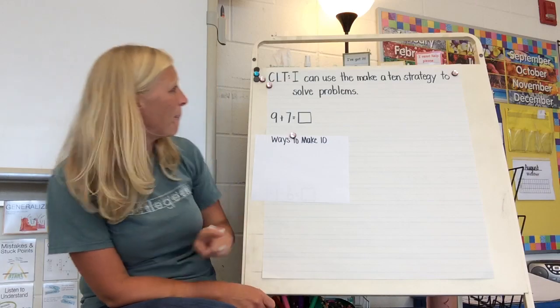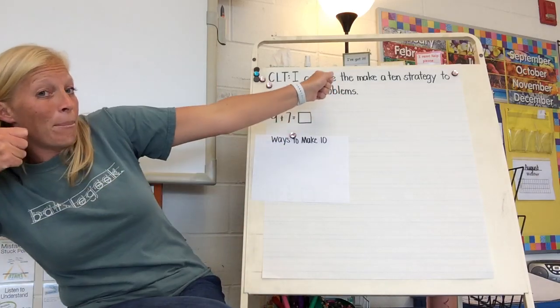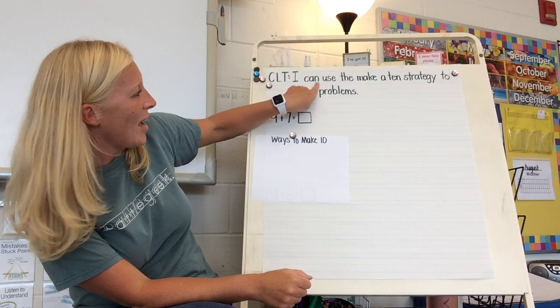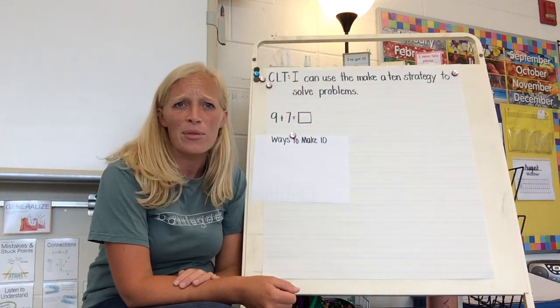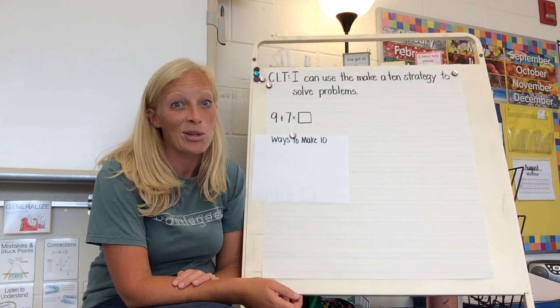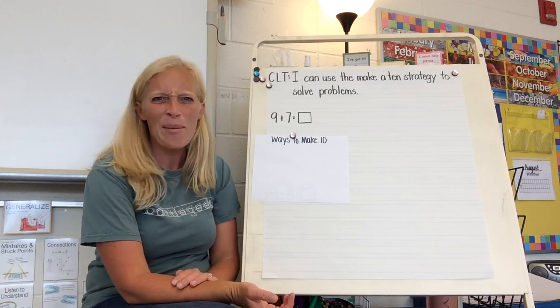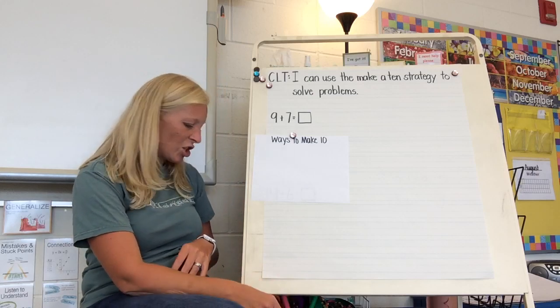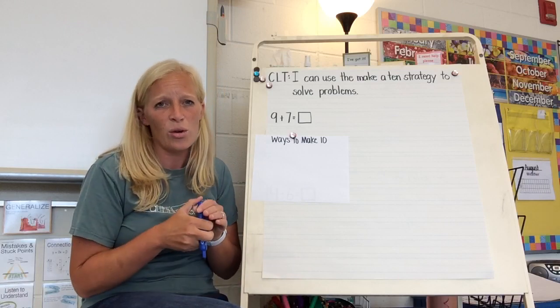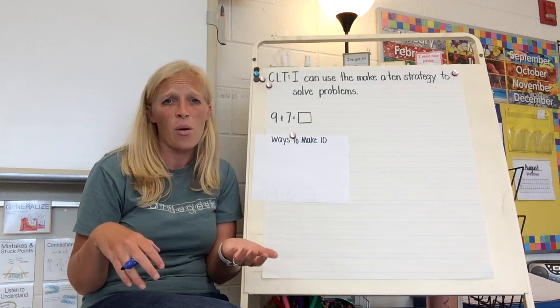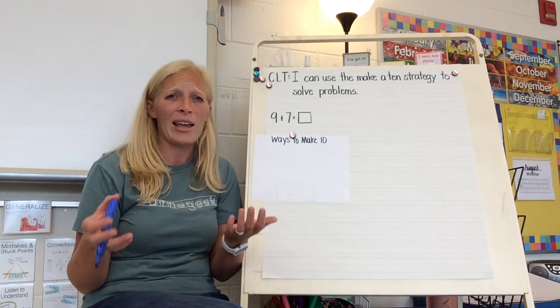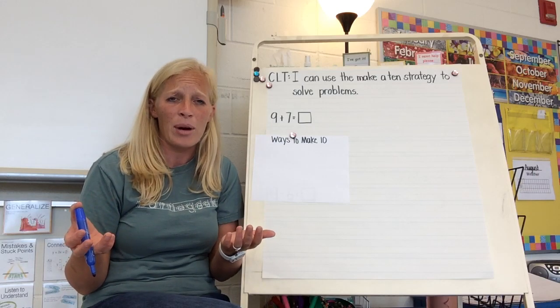Let's say that one more time. What's the target? I can use the make a 10 strategy to solve addition and subtraction problems. But what does that mean? Well, remember, a strategy is something that we use to help us solve something. It's a way we go about it. It's kind of like a trip on a map, right?